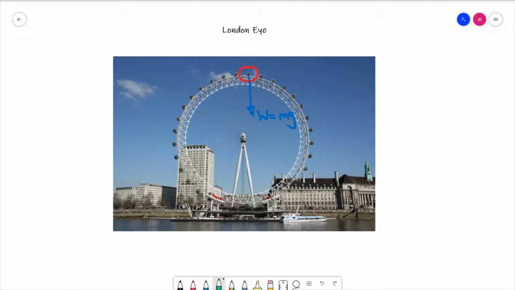And there will also be a tension force which will be acting towards the centre of the circle in order to keep everything in place. Now, I know it's obviously quite complicated on a structure like the London Eye, where you've got all the different cables, etc, but the tension overall will still act towards the centre of that circle.